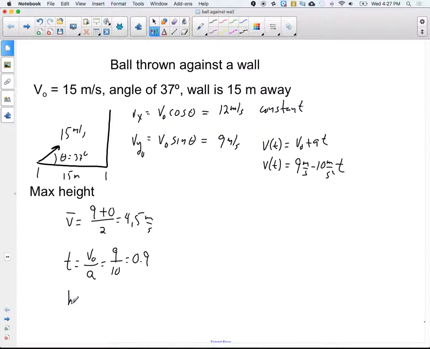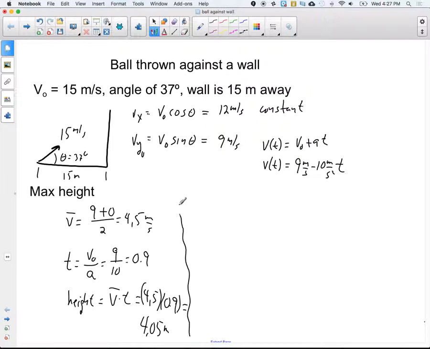So the height is equal to v average times t, 4.5 times 0.9 is 4.05 meters.